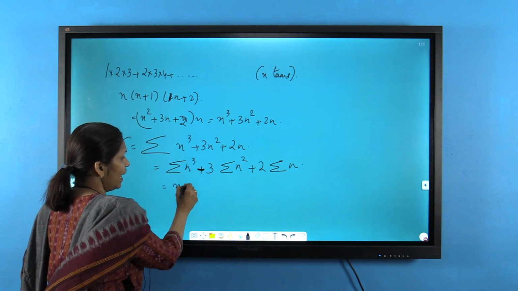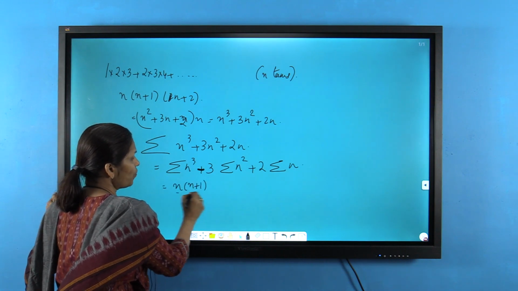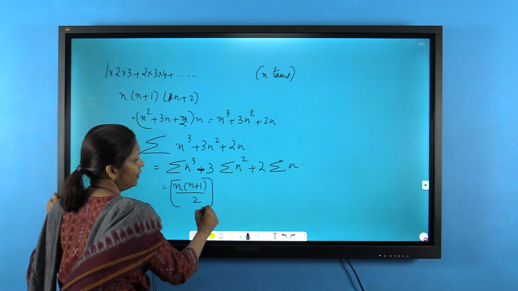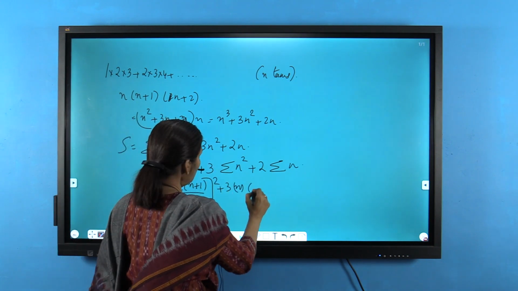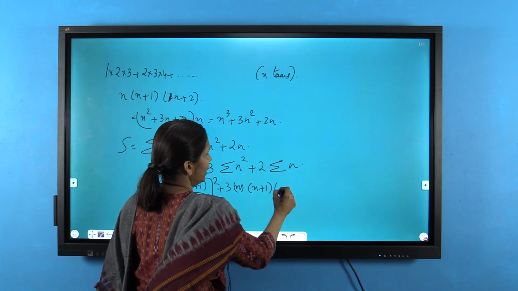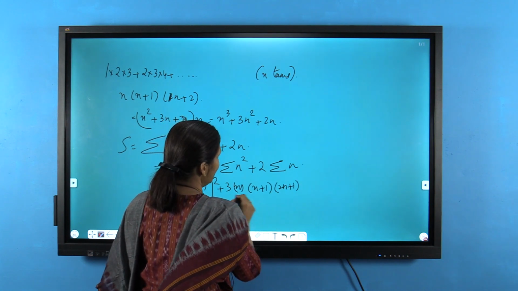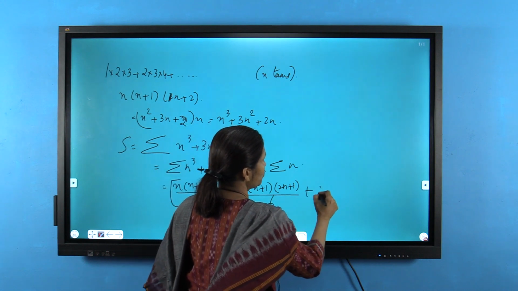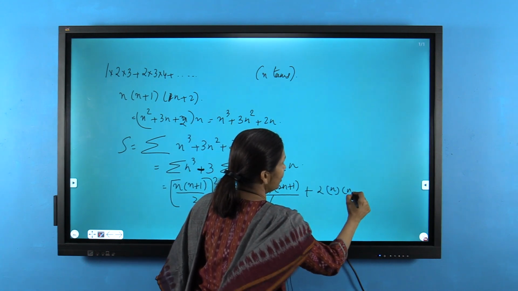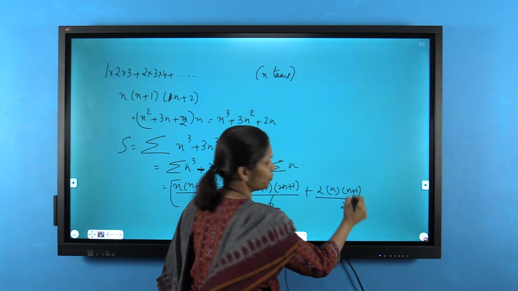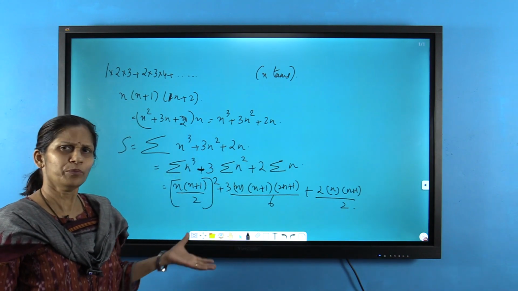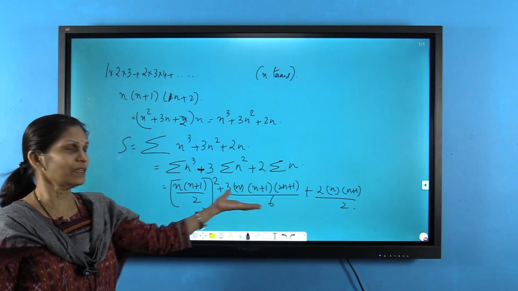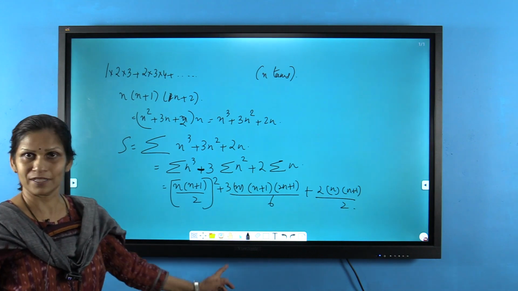So, this is n into n plus 1 by 2 the whole squared plus 3 into n into n plus 1 into 2n plus 1 divided by 6 plus 2 into n into n plus 1 by 2. You can take common terms outside and put it in a better format if you want, but this is the sum to n terms of the sequence.